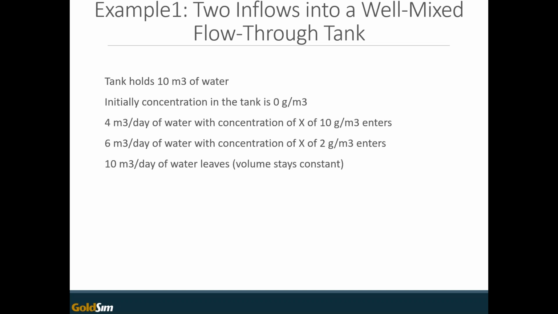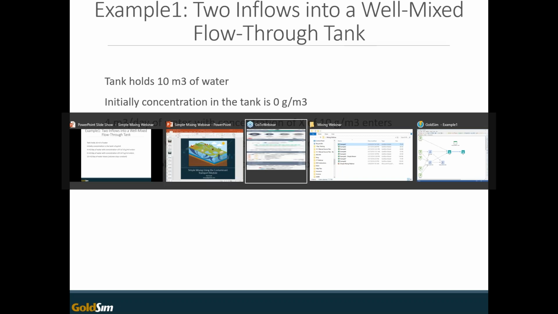But because we're going to represent this by a mixing cell, we're assuming this is well mixed. So essentially what we're going to say is the water flows in from these two sources. It's instantly mixed throughout this tank, and then it flows out. So I want to know what the concentration in the tank is. And how do we do that in GoldSim? So let's look at the GoldSim model that does that calculation.